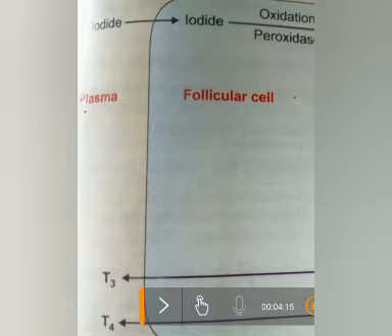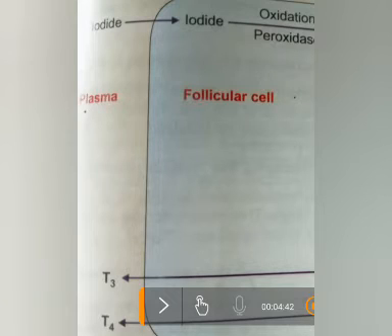This process is usually stimulated by the thyroid stimulating hormone that is secreted by the anterior lobe of the pituitary gland. As we know, iodine is more concentrated in the thyroid gland than in the blood.